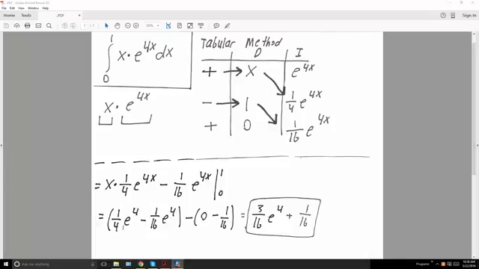And now we can simplify. So if we multiply by 4 to get 4/16, we would get 3/16 e to the 4. Minus is positive, so positive 1/16. And that's our final answer.